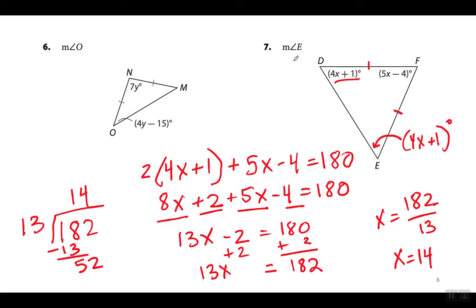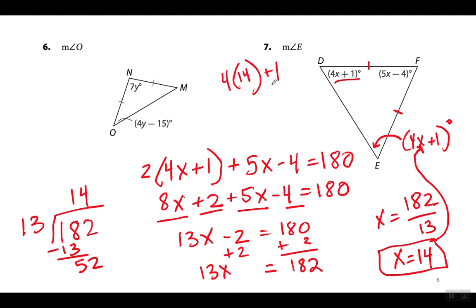So to find the measure of angle E, I got to substitute 14 where x is. Let me write it out. 4 times 14 plus 1. 4 times 14 is going to give you 56, plus 1 more is 57 degrees. And that's the measure of angle E. 57 degrees is the answer.